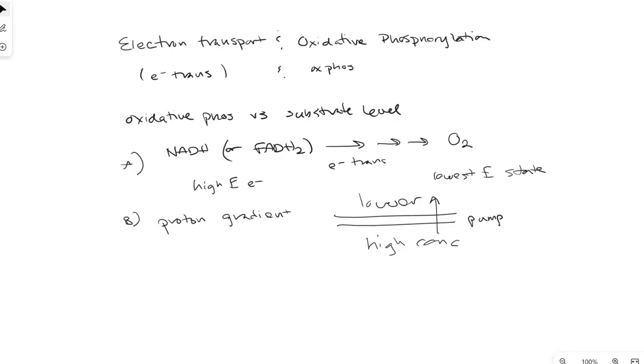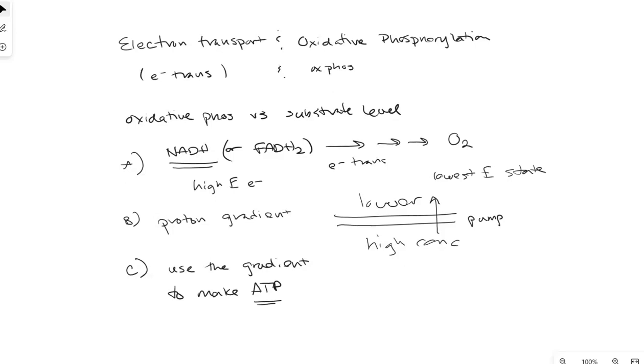So, big picture, use the gradient to make ATP. So ultimately what we're doing is taking these reducing equivalents and we are making ATP.